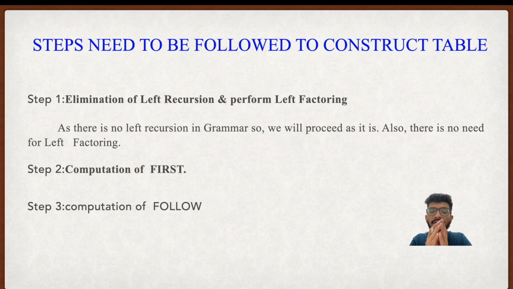We have a couple of steps which have to be followed to construct a table. We generally have three steps. The first step is to eliminate the left recursion and perform the left factoring. Then in step two, we have the computation of first, and then we have to compute the follow function. In the first step, we have to do a few eliminations. We will be looking at an example and learning about it.